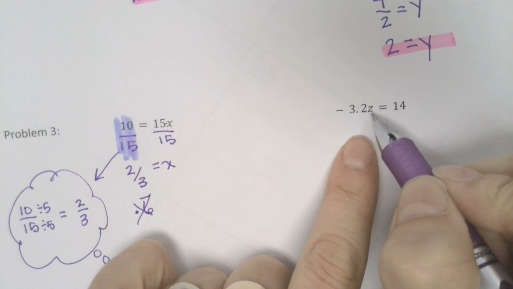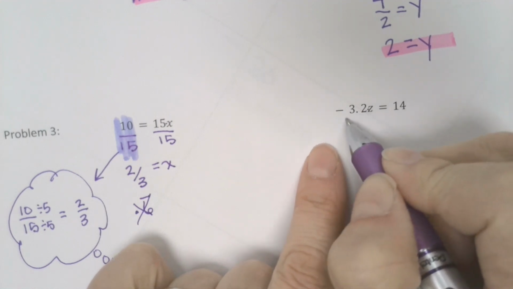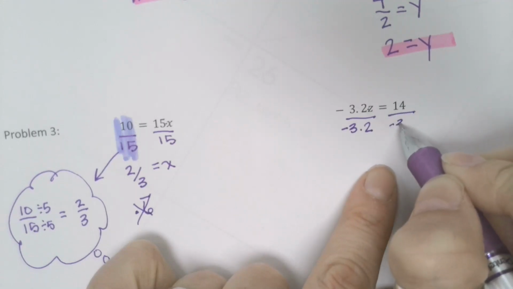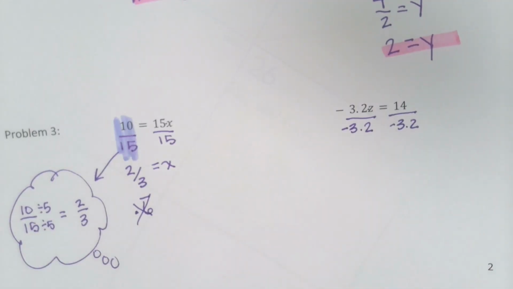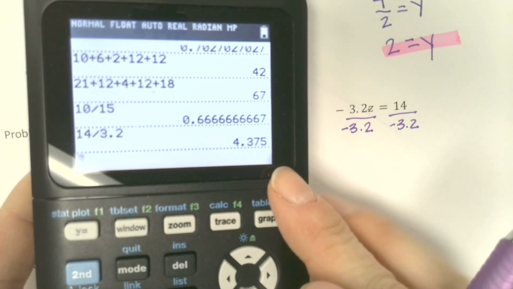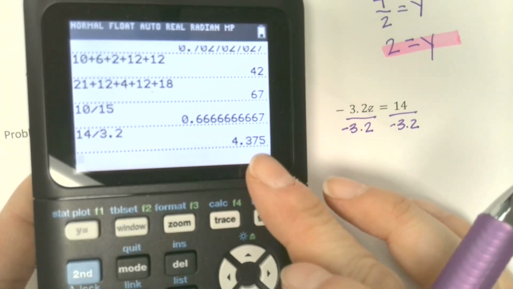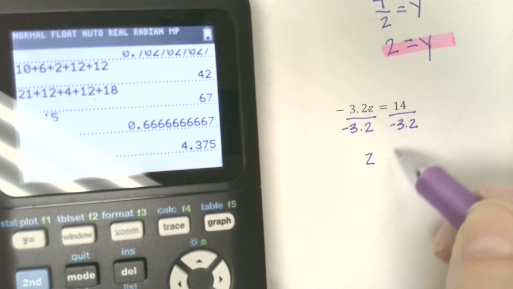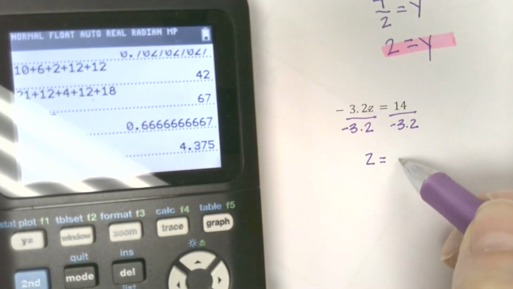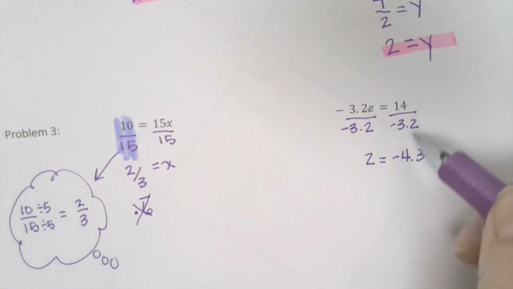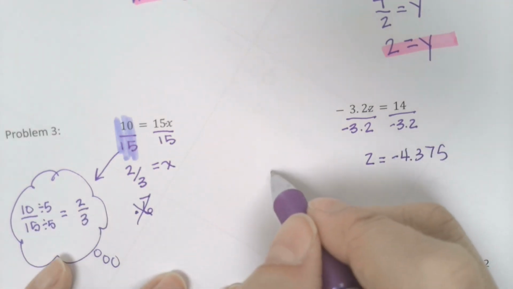Next problem, I see multiplication again, so I'm going to divide both sides by negative 3.2. Now again, I can grab a calculator and take 14 divided by 3.2 and get an answer that's a decimal. And as long as I don't round that decimal, it's only a couple places out, it's fine. You can also treat this like a fraction. This would have been negative 4.375. You can also treat this like a fraction again, and I'll show you what I mean by that.